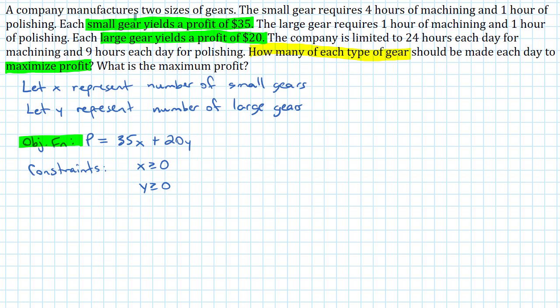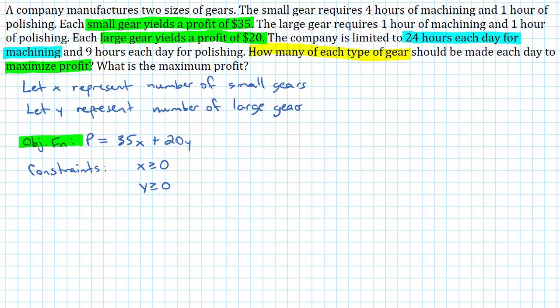Okay, so let's go through and highlight our limitations. The small gear requires 4 hours of machining, 1 hour of polishing. There's no limitation there, that's just a fact. The large gear requires 1 hour of machining, 1 hour of polishing, no limitations. Alright, the company is limited to 24 hours each day for machining. So we need to come up with a way to describe that. We have to spend less than or equal to 24 hours a day on machining.